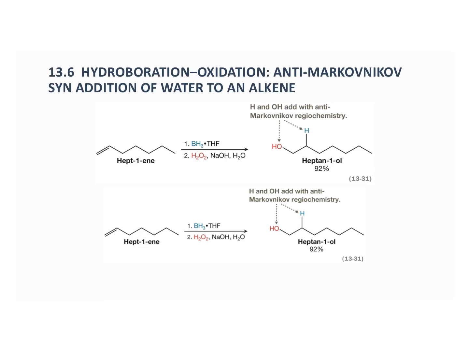So far, we've covered two reactions to add water across a carbon-carbon double or triple bond. We've looked at the acid-catalyzed hydration in Chapter 12, and that proceeds through a carbocation intermediate. Then in the last screencast, we learned about the oxymercuration reduction, which proceeds through that cyclic mercurinium ion intermediate, and that avoids the carbocation rearrangement.